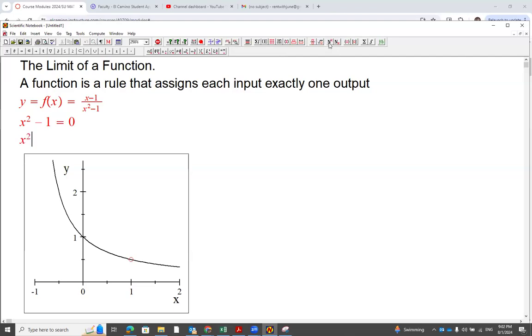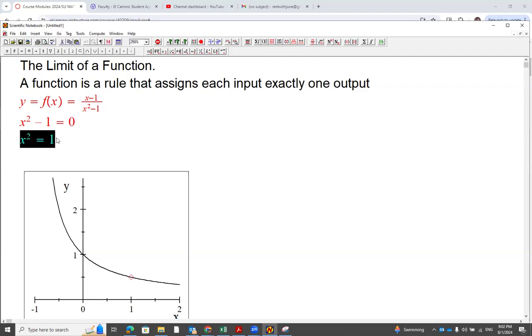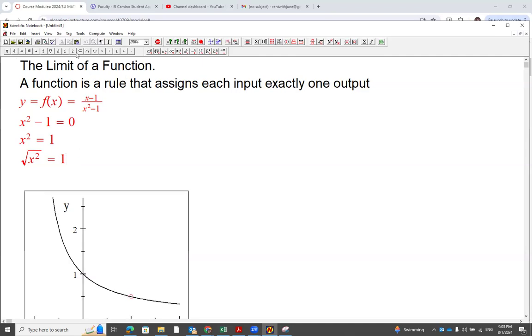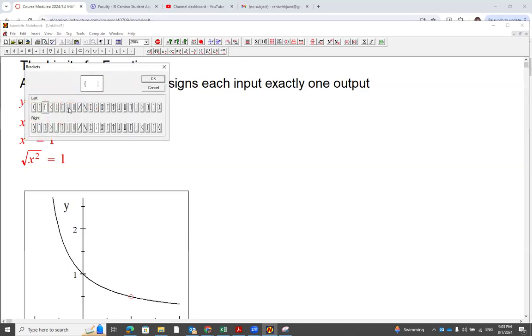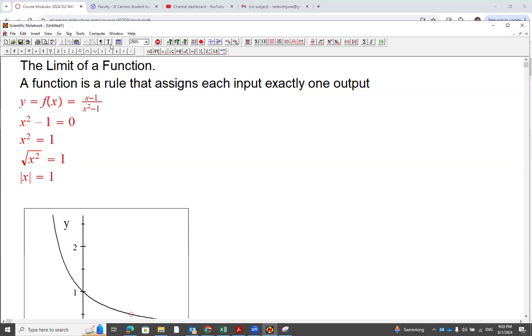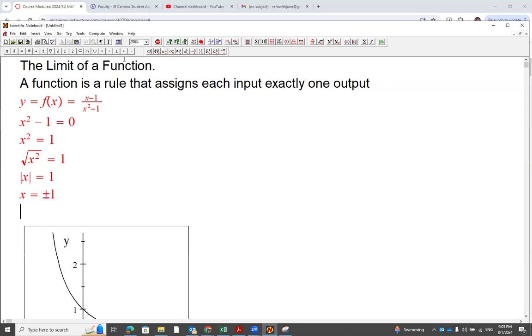We got x squared equals 1, and we take the square root on both sides. The square root of 1 is still 1, and the square root of x squared is the absolute value of x, equals 1. And then x equals positive 1 or negative 1. That means the domain is that x cannot be, because anything that makes the denominator equal 0 should not be in the domain. So the domain is x cannot equal positive 1 nor negative 1.